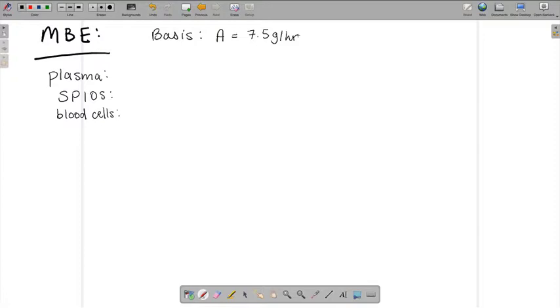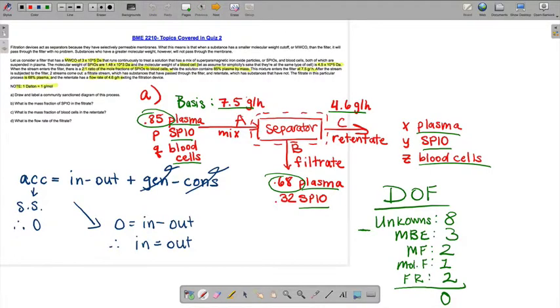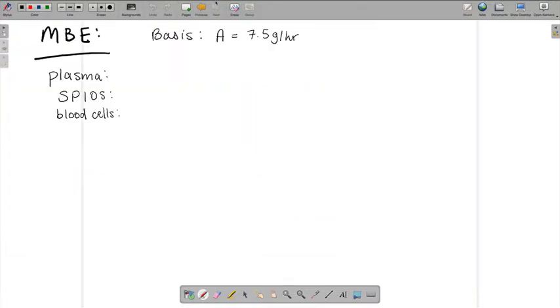Now, we can write our mass balance equations using this information as well as our chart, which unfortunately I can't put in one page because I don't know how to yet. I'm so sorry about that.